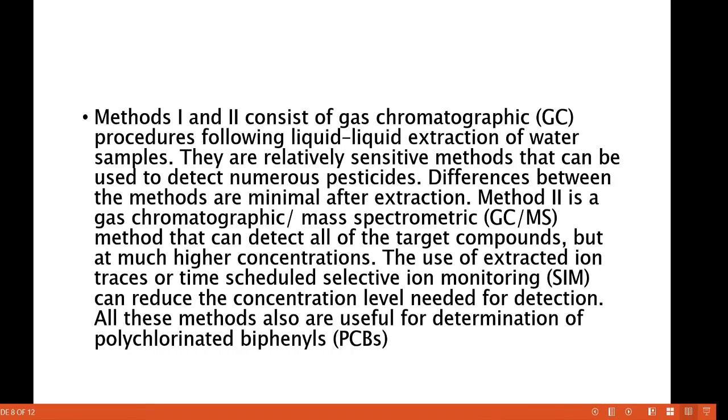The use of extracted ion traces or time scheduled selective ion monitoring can reduce the concentration level needed for the detection. All these methods are also useful for determination of polychlorinated biphenyls, that is called PCBs. Means it is again one of the pesticides. So the full form of PCBs is polychlorinated biphenyls. Okay, so in this way we compare the two methods.